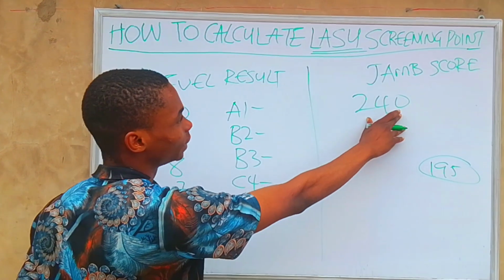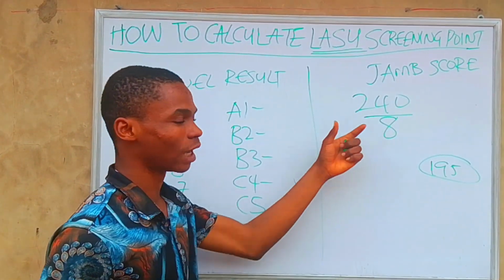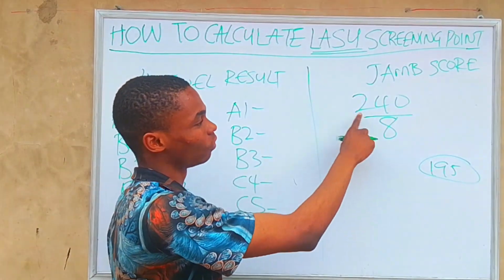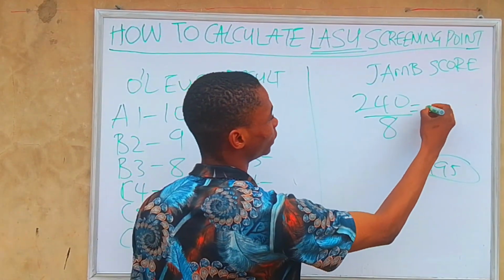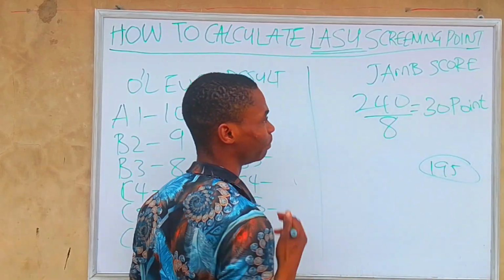Let's first divide your JAMB score by 8. That's how to calculate the screening point for JAMB score. You divide your JAMB score by 8. So 240 divided by 8 is 30 points. So your JAMB score is 30 points.